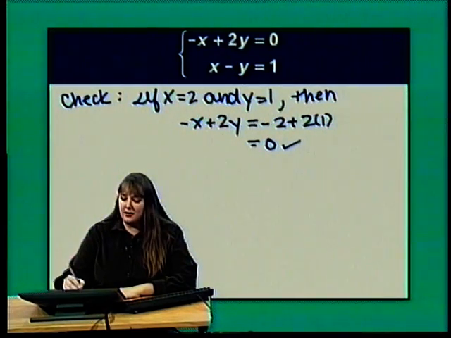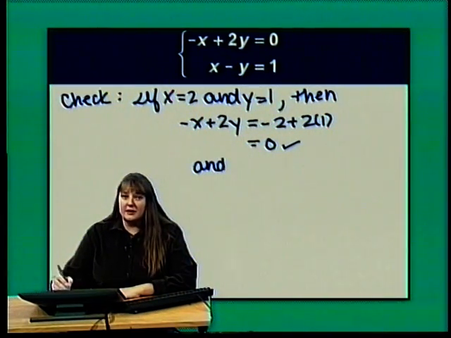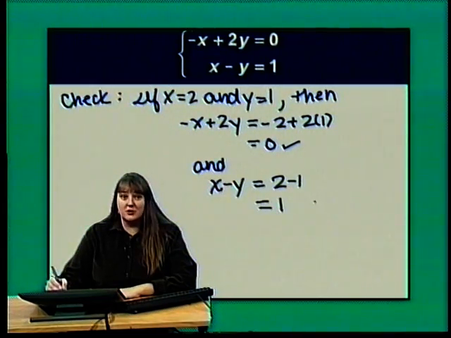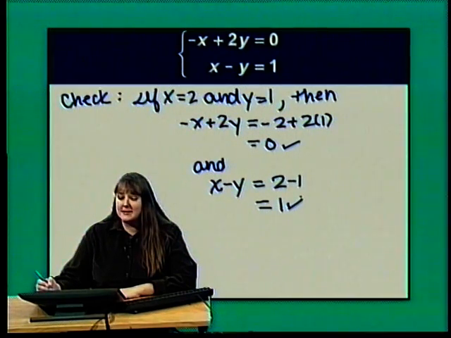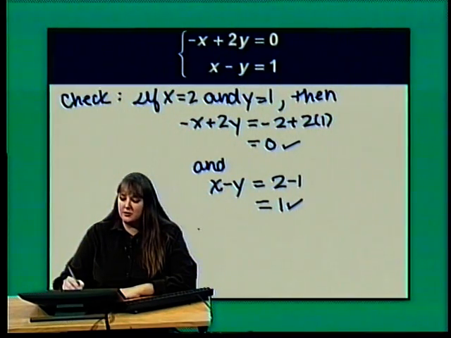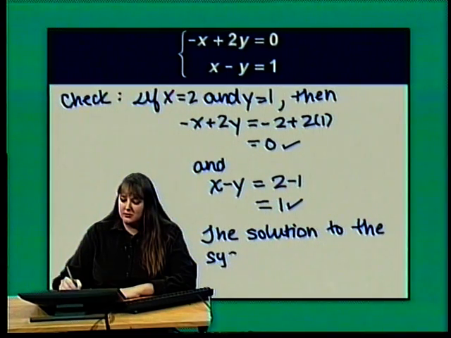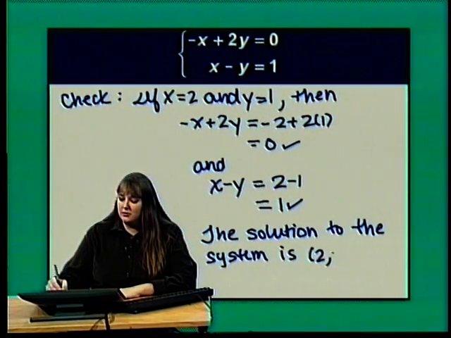Now let's look at the second equation. On the left-hand side of the second equation, I have x minus y. So that would be 2 minus 1, which is 1. That's what we wanted, x minus y to equal 1. So that checks. So I can go ahead and write my conclusion. The solution to the system is the ordered pair 2, 1.